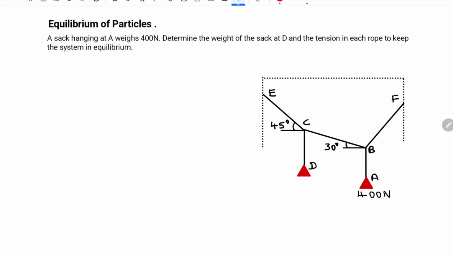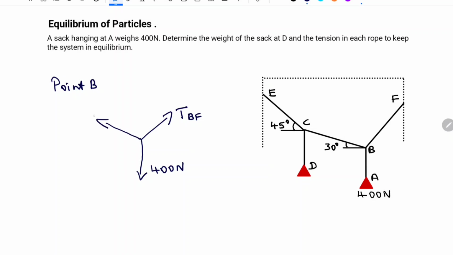So the first step is to draw the free body diagram. Let us draw the free body diagram starting from point B. At point B, a tension BF is acting like this. So it is TBF, acting from B to F. Then a weight of 400 Newton is acting in the downward direction. And also a tension TBC is acting like this, from B to C.